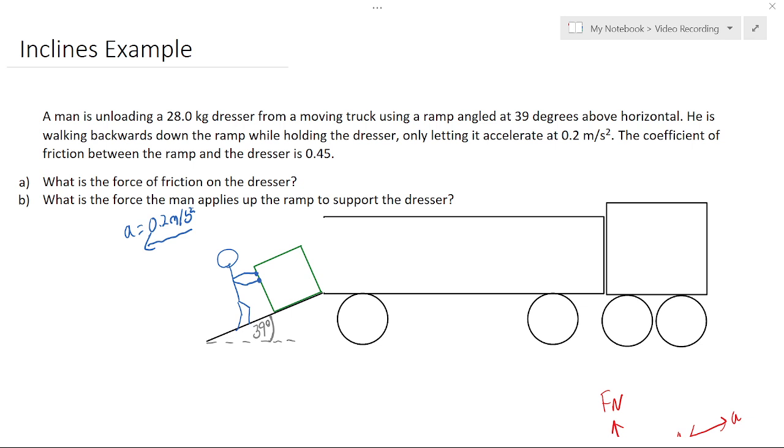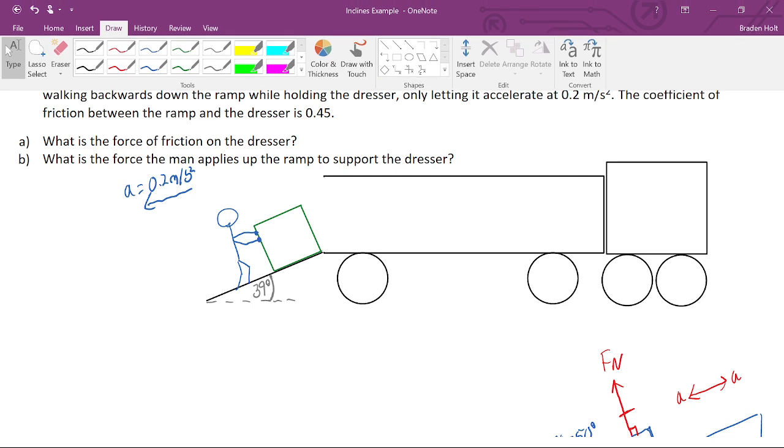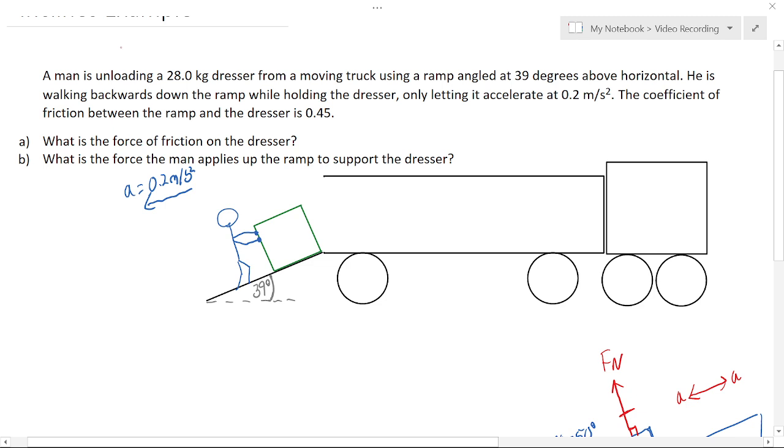The coefficient of friction between the ramp and the dresser is 0.45. We are asked to find the force of friction on the dresser and the force the man applies up the ramp to support the dresser. Remember, he's pushing up the ramp to slow the acceleration of the dresser. He's not letting it accelerate too fast.